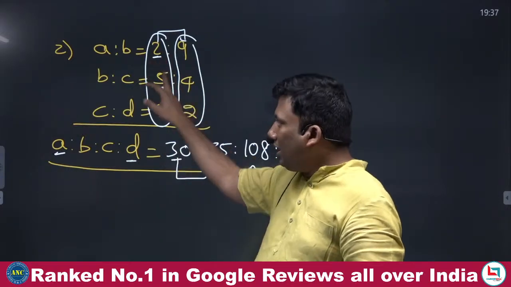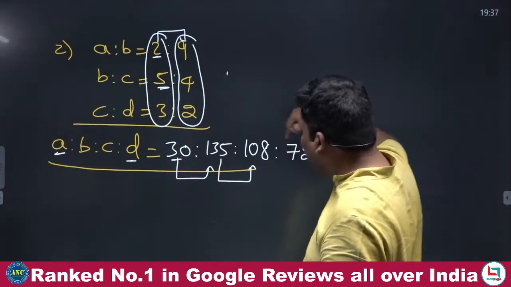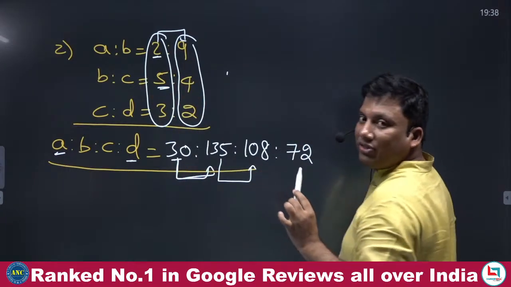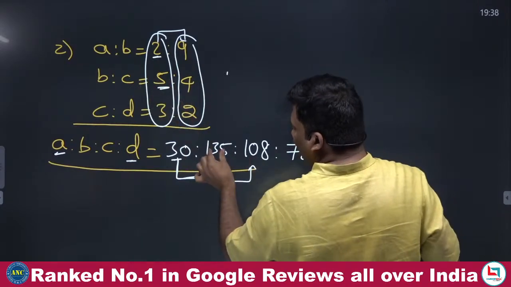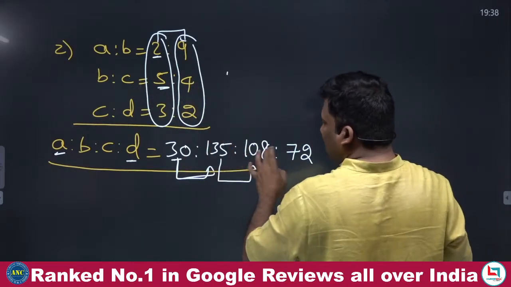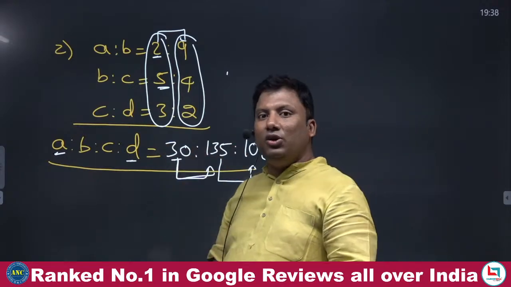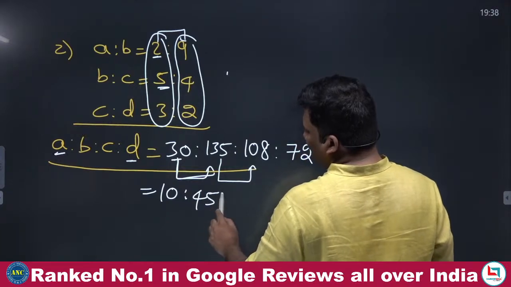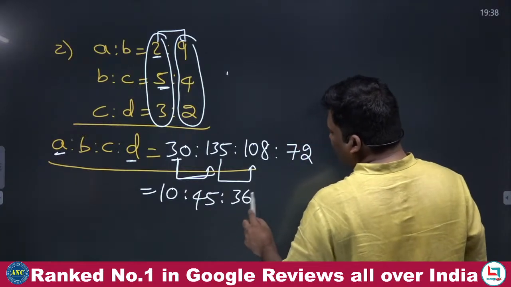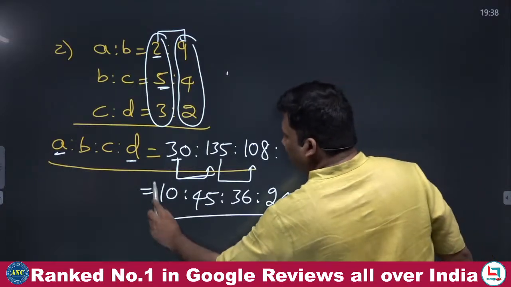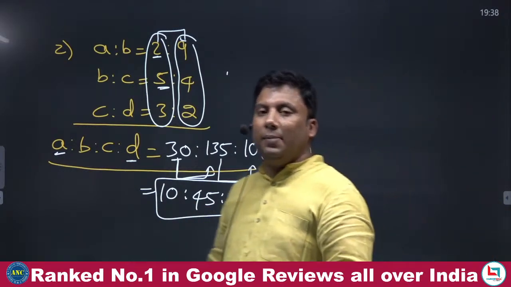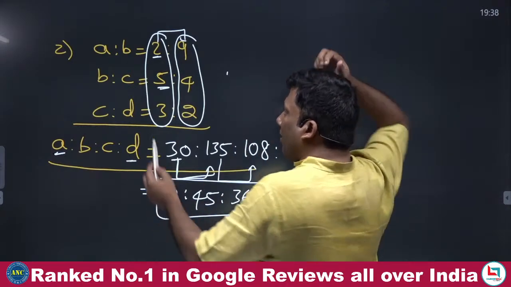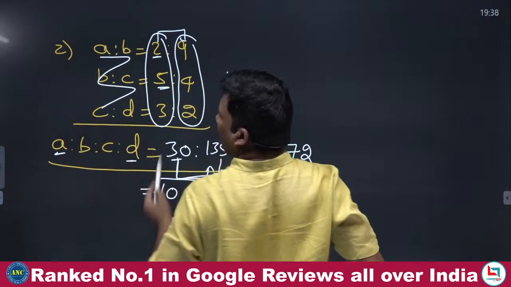To get the first, multiply the first. To get the last, multiply the last. A is to B. 2 15s are 30. 9 15s are 135. B is to C. 5 27s are 135. 4 27s are 108. If these entire values can be condensed, please do it. 3 10s are 30. 3 45s are 135. 3 36s are 108. Answer for this compound ratio of A, B, C and D is 10 is to 45 is to 36 is to 24. Remember, these variables should be in the same order.